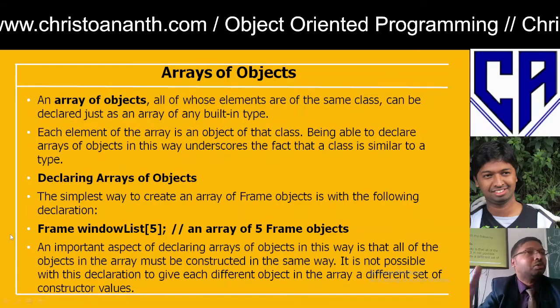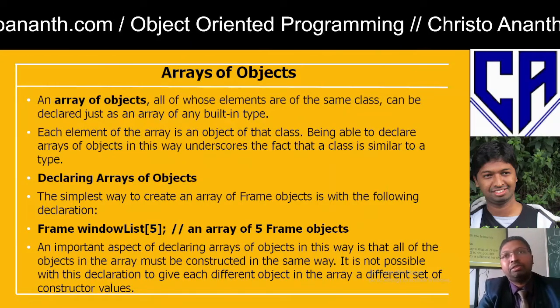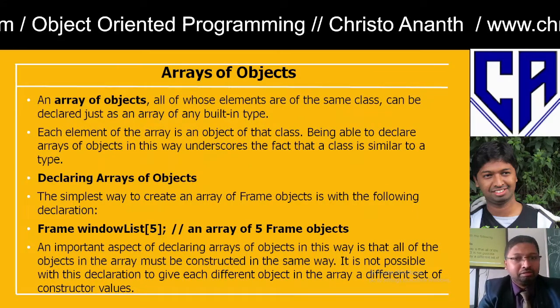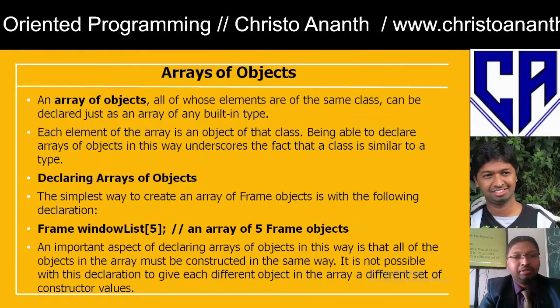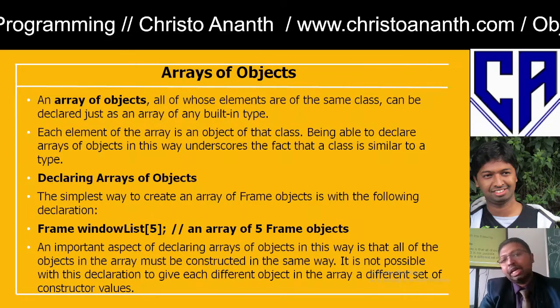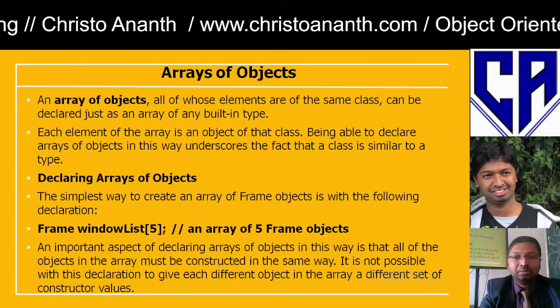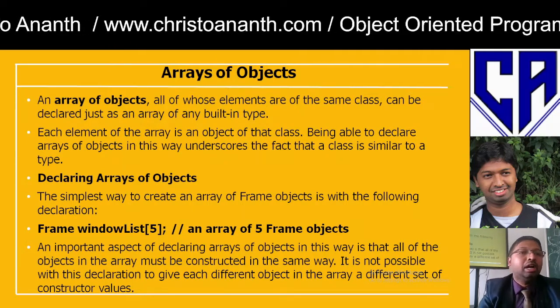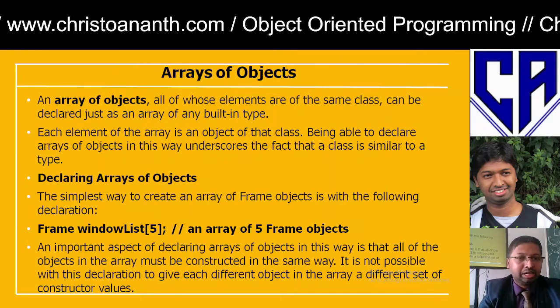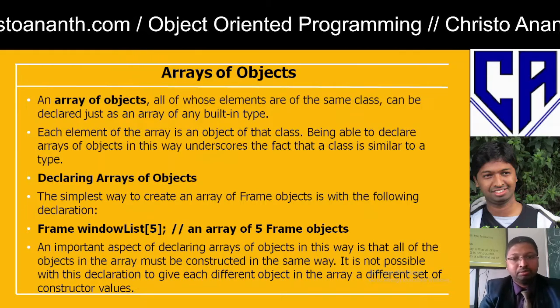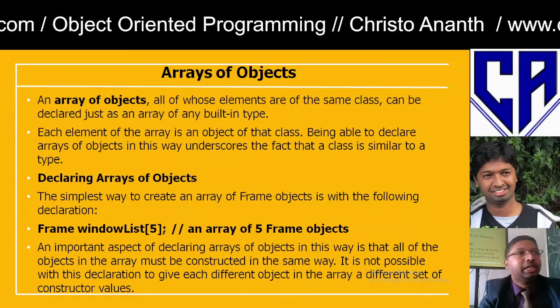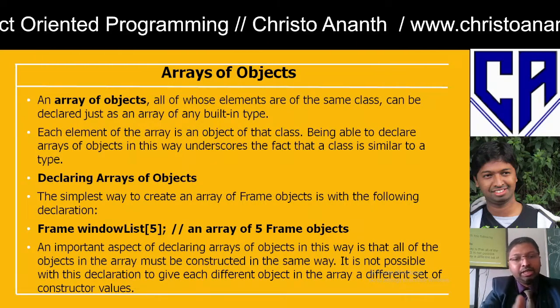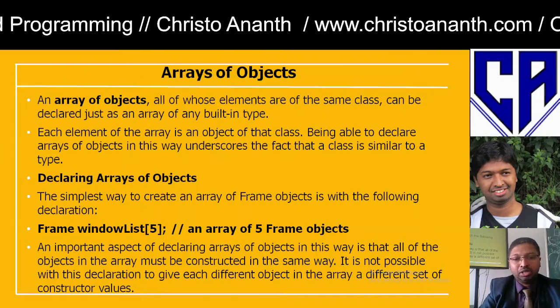Here the elements will be of the same class, not of a different class, and they can be declared just as an array, as in our previous examples. Each element of an array would be an object of the class. Definitely we can declare them just like declaring an array of objects. So you create an array of frame objects, and then you go with frame window list of 5.